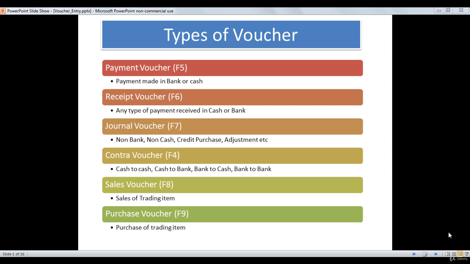Now we need to understand that whenever you are going to do an entry in Tally, or we can say a voucher entry, we need to identify the voucher type at first. So there are predominantly these kinds of voucher types. One by one we are going to understand, and with the help of examples I will make you understand again.